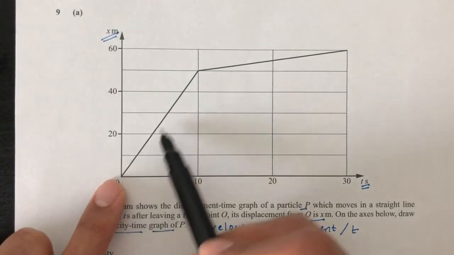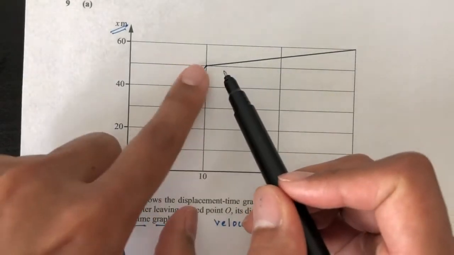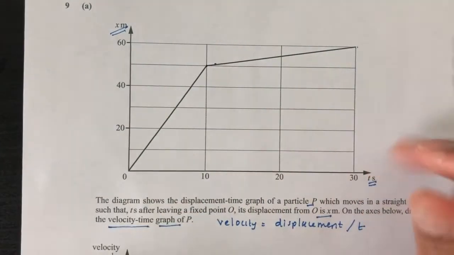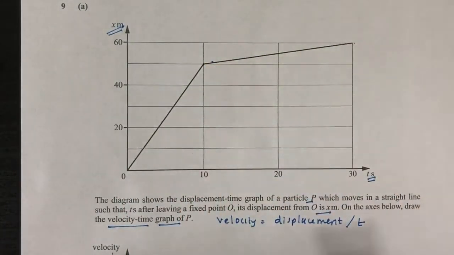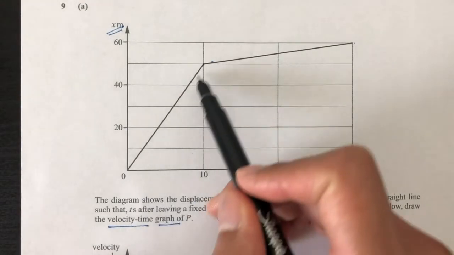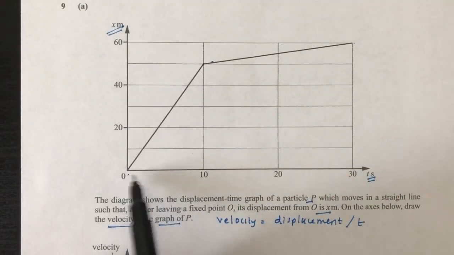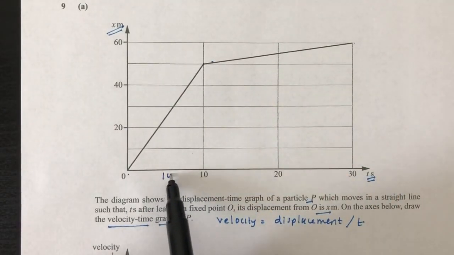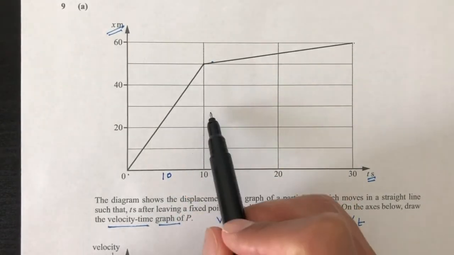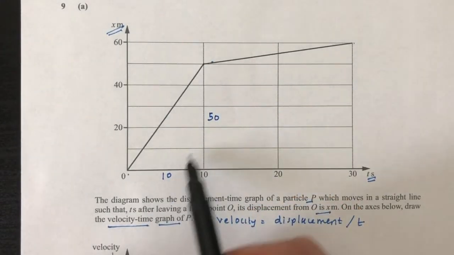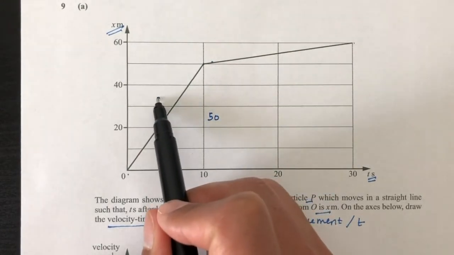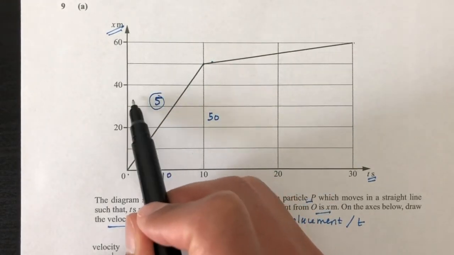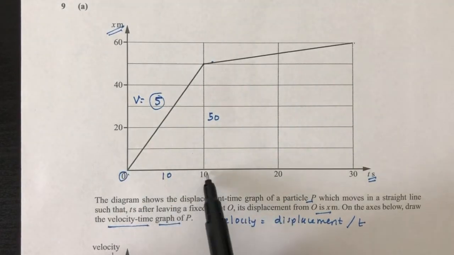One is this, and then we have one here. So basically we have to find the gradient for this one and this one separately. So for this first part, what is the gradient of this part? From 0 to 10, we have a base of 10 and a height of 50. So the gradient for this part is 50 divided by 10, which is 5. So that's the value of V from 0 to 10.